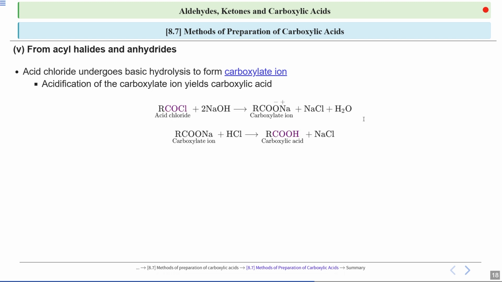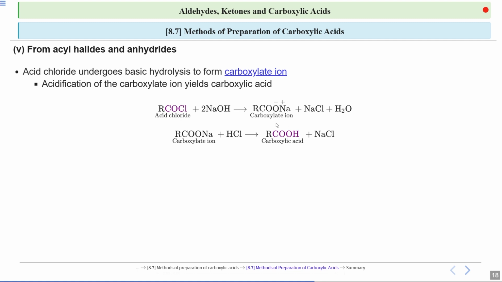If you look at this particular reaction, you have RCOCl, which is acid chloride. When you react it with the base, which is sodium hydroxide, it forms a carboxylate ion, that is RCOO minus Na plus, along with the byproducts, which are NaCl and water. And when you further add hydrochloric acid, we convert the carboxylate ion into the carboxylic acid, which is RCOOH, and NaCl is released as a side product. So starting from acid chloride, we have a carboxylic acid.